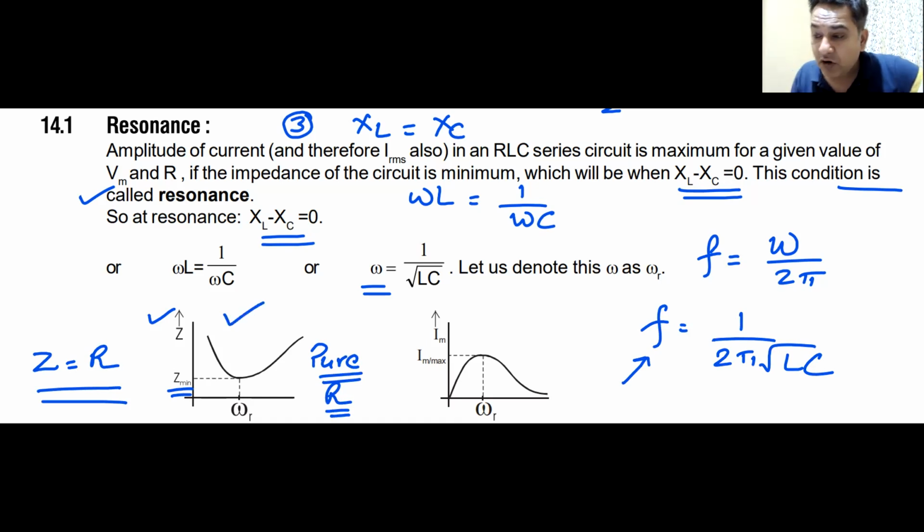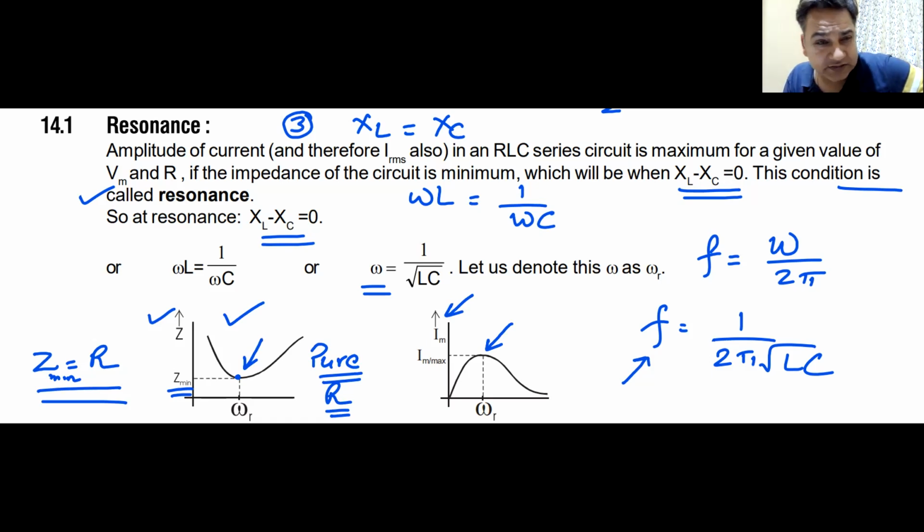This is the graph of impedance Z versus omega. It decreases, then it increases. At resonant frequency, the value of Z is minimum, and that minimum value is always equal to R. The current is maximum when the frequency is resonant frequency. I hope all of you are understanding this.